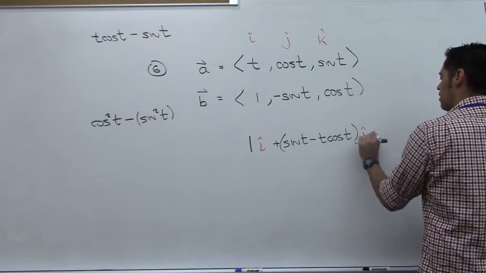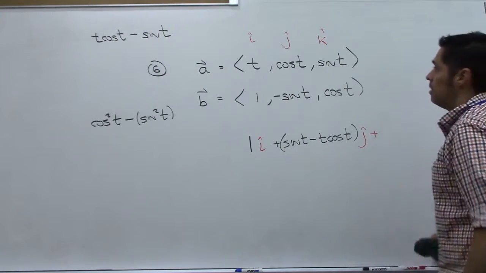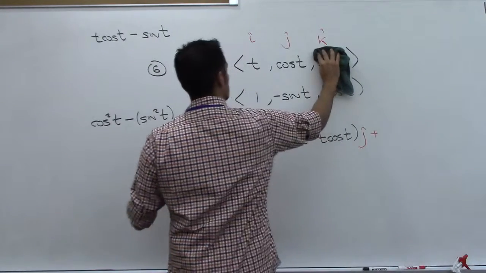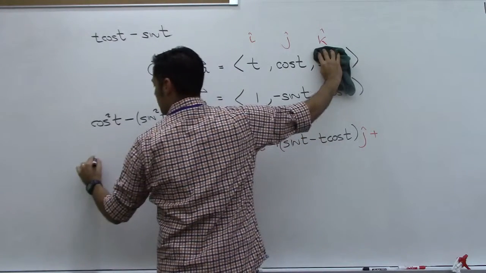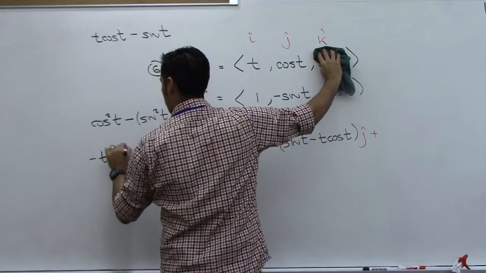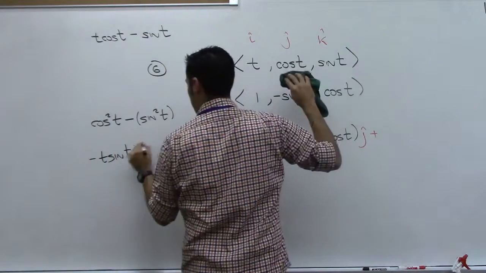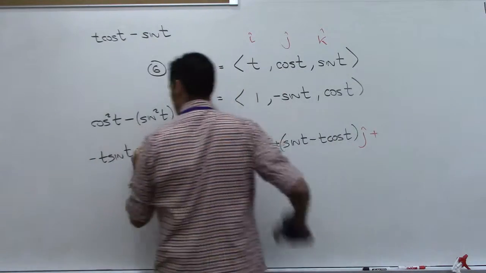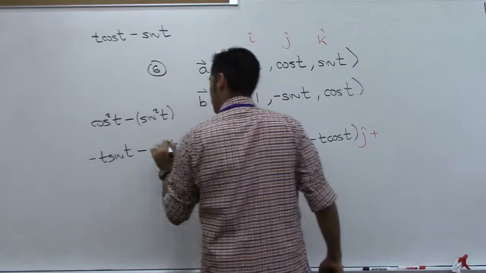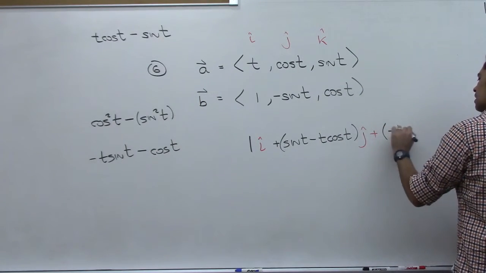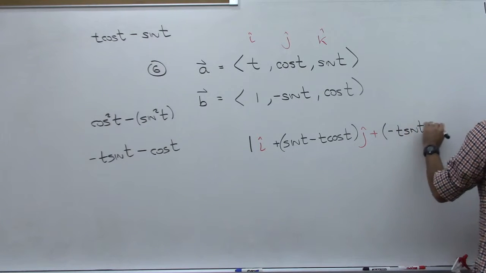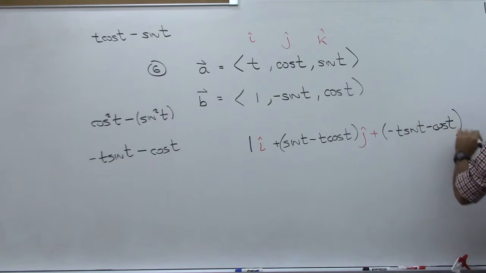And then plus, let's see, now I'm going to find out what the K is, so I cover this up. I have T times negative sine T, which is negative T sine T. And then I have minus 1 times cosine T, which is just cosine T. And that's going to go right here. So negative T sine T minus cosine T, and that's in front of K.